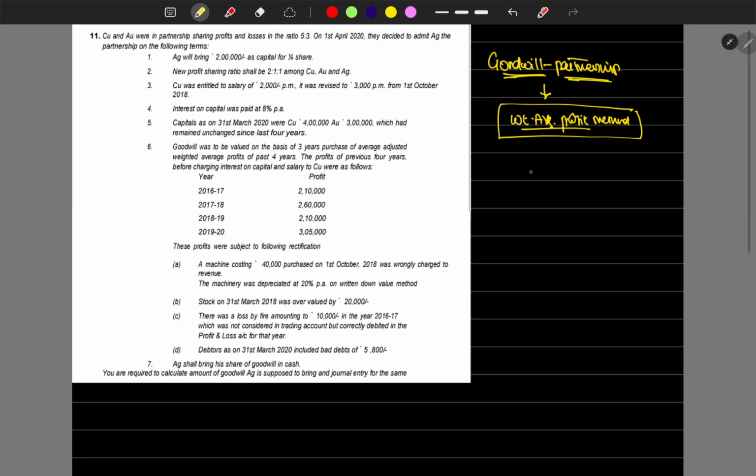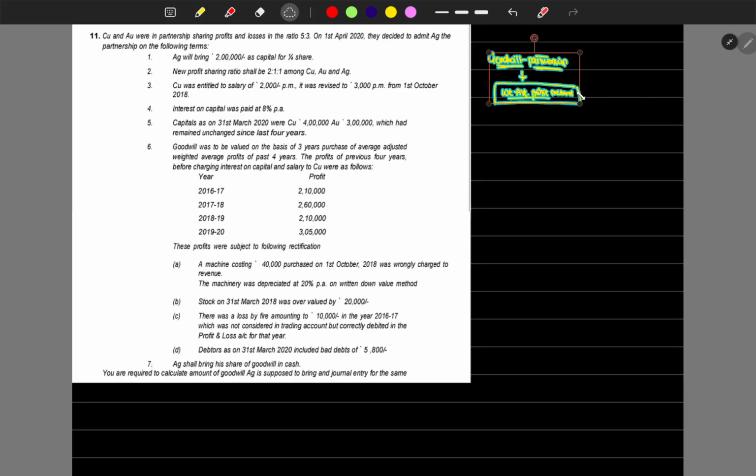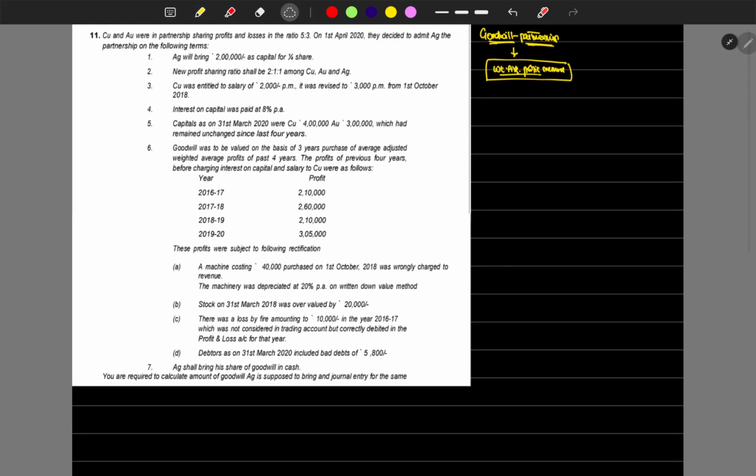There are two partners, CU and AU. They are sharing the profits and losses at 2:3. They have decided to admit AG, who brings 2 lakh as capital.